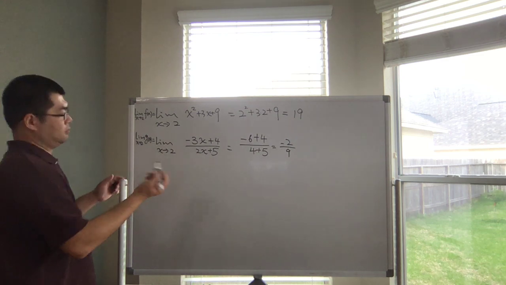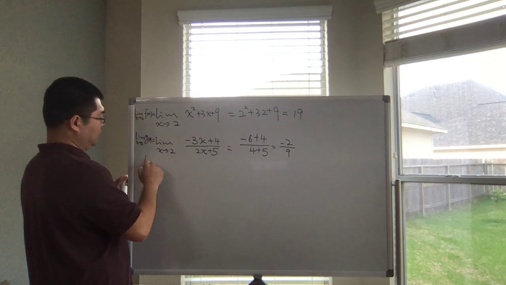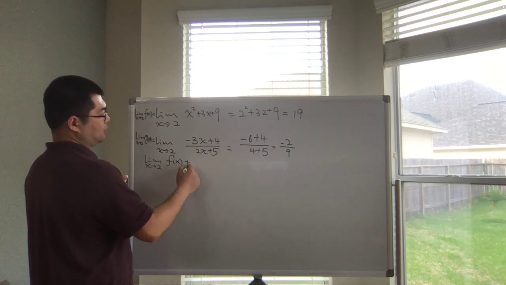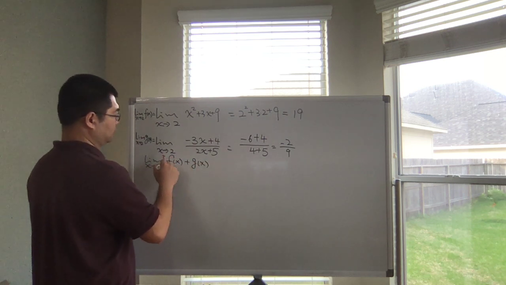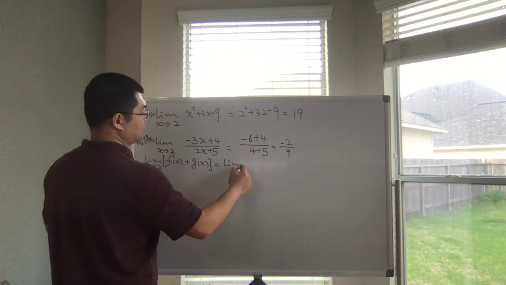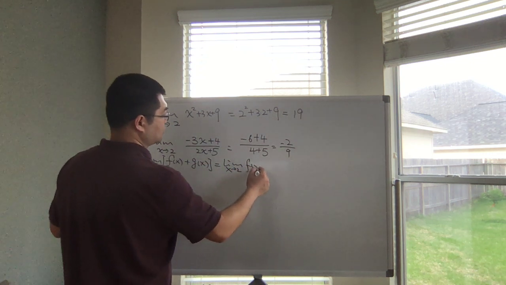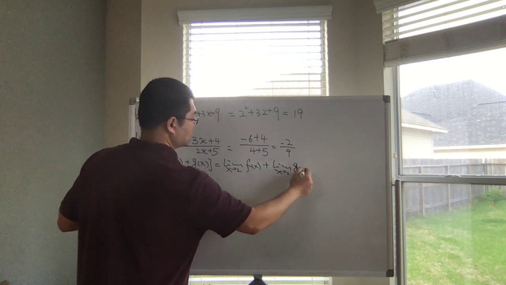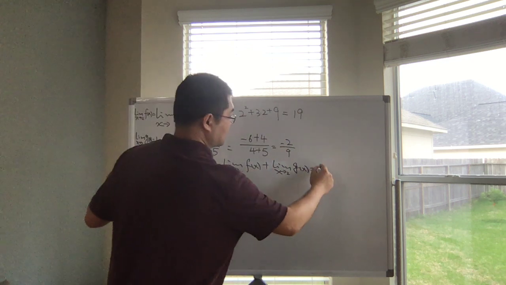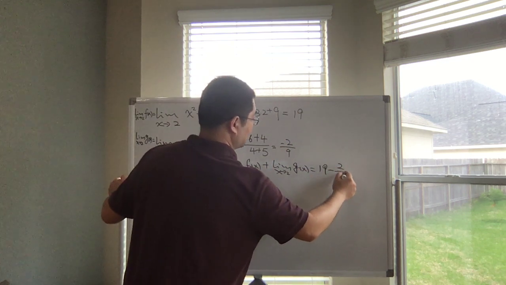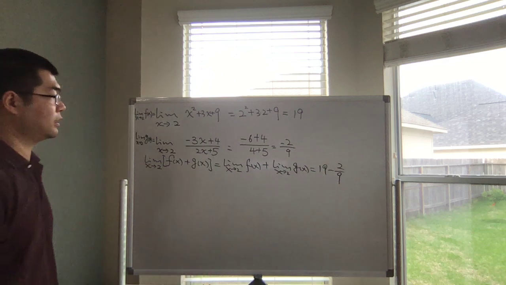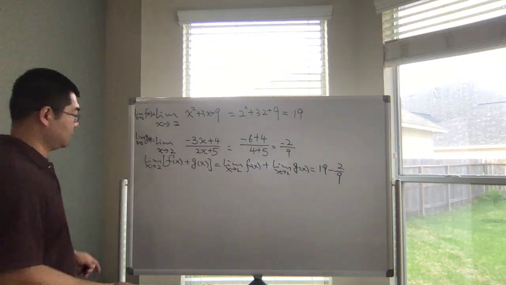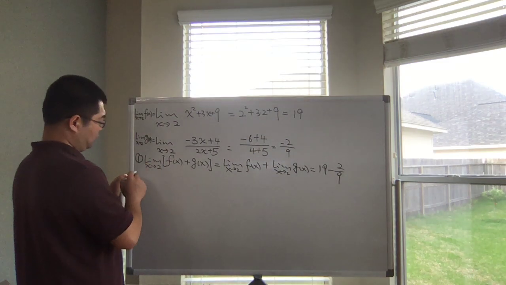So now let's try to do something. The limit as x approaches 2 of f(x) plus g(x) equals the limit of f(x) plus the limit of g(x). As you can see, it's 19 plus negative 2 over 9. And you can do plus and you can do minus, a similar thing. So that's the sum or difference.